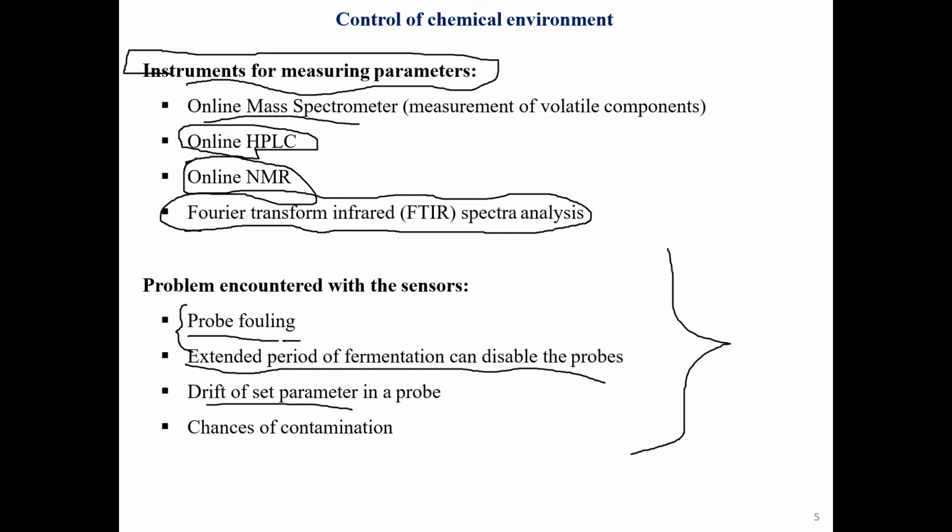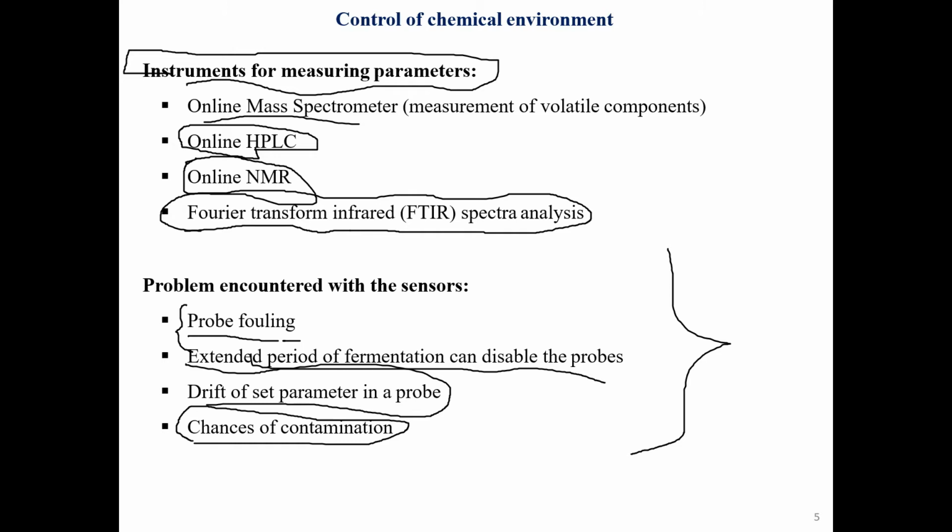Also, drift of set parameters in a probe. So the parameters set in the probe may drift apart or may get changed due to some reason or other, and there are definite chances of contamination in every process. So we'll talk about fermentations and all the processes related to biofermenters, bioreactors.